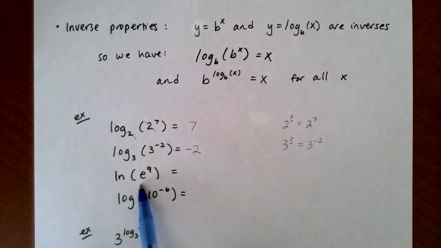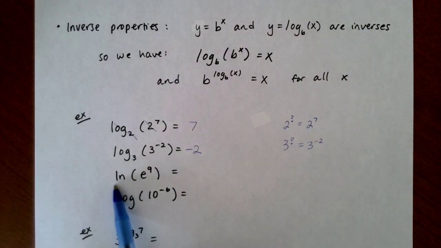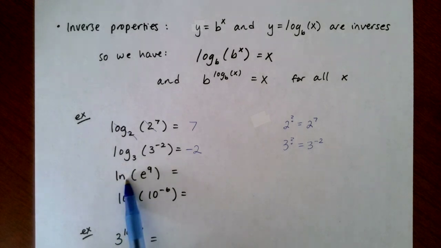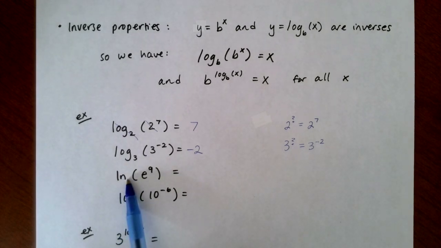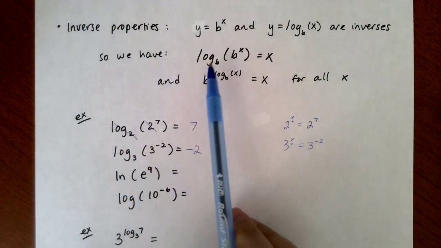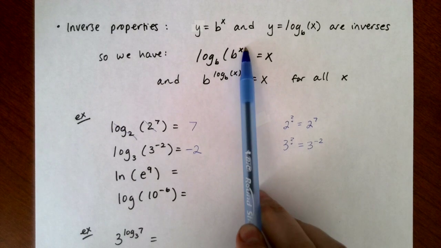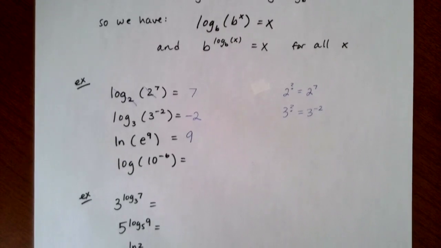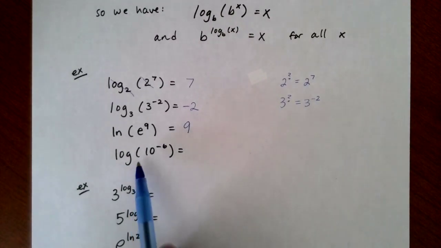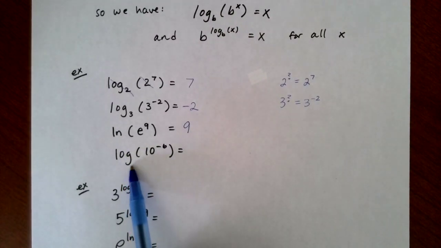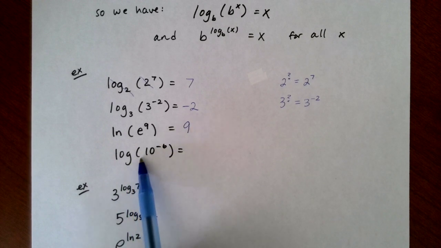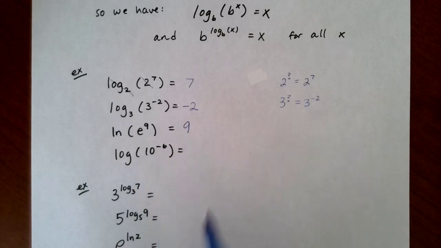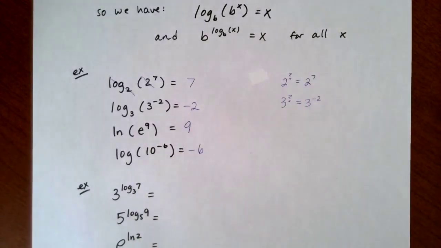ln of e to the 9 looks a little different, but because ln is log base e, this is kind of similar to the last few, right? So log base e of e to the 9, the ln and the e cancel, and just that exponent comes out. So this cancels to 9. Similarly with the last one, this is the common log, so it doesn't have a base stated. We're going to assume that the base is 10. So log base 10 of 10 to the minus 6 cancels to minus 6.